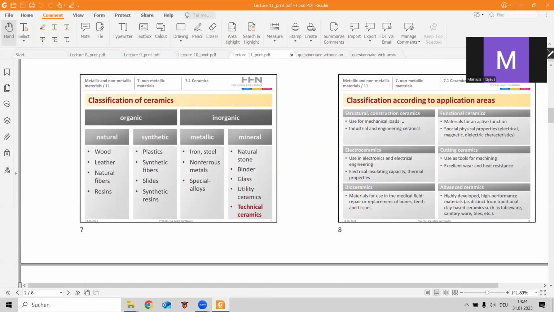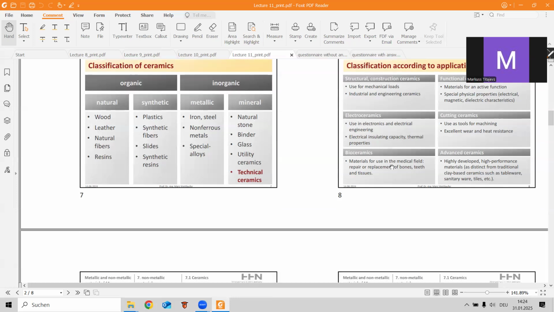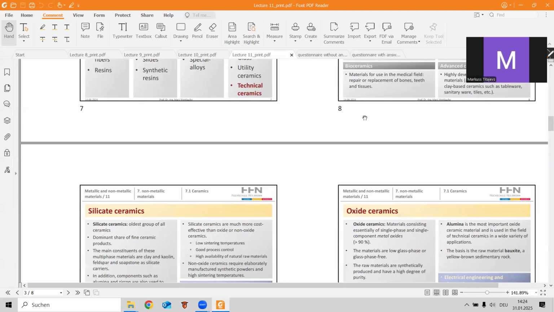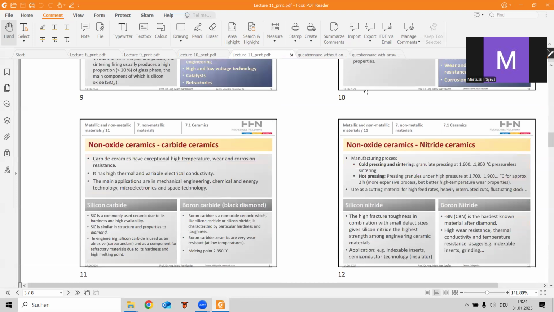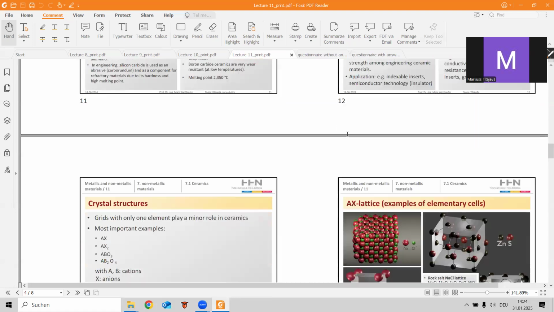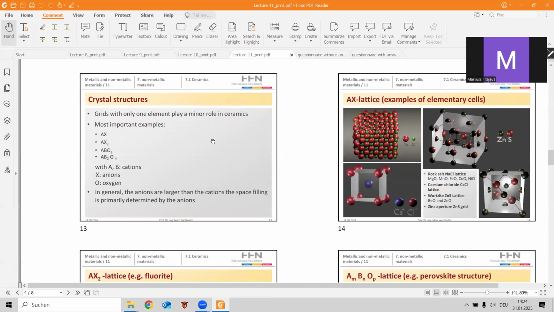According to application areas: structural construction ceramics used for mechanical loads, industrial engineering ceramics. So there is functional ceramics, electroceramics, cutting ceramics, bioceramics, and advanced ceramics. And the oldest group is silicate ceramics. Oxide ceramics, monoxide ceramics, nitride and carbide ceramics.